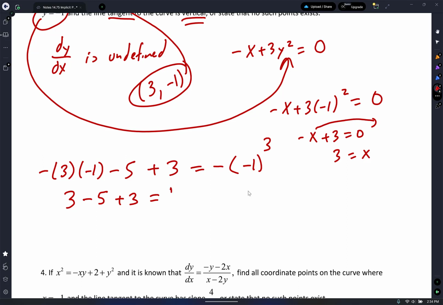Negative times a negative is a positive. Oh, actually, no. Never mind. I don't know why I said that. My bad. See, I make mistakes all the time. I'm going to erase that. No, I'm not going to erase it. I'm going to leave it in the video. 3 plus 3 is 6. 6 minus 5 is 1.